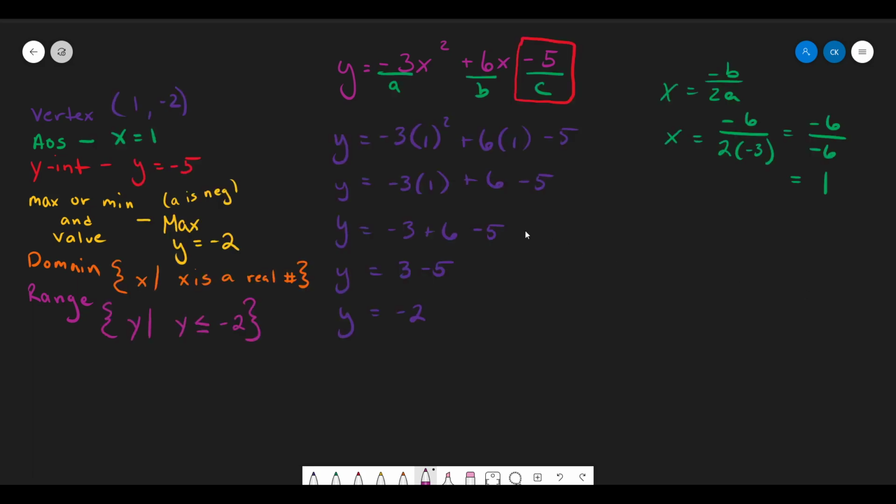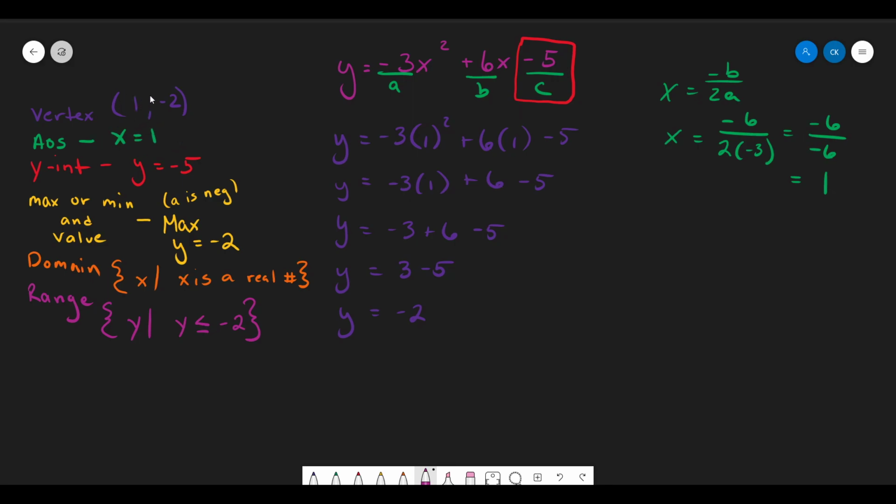Okay, so here are my answers. We should get a vertex of 1, -2. Actually, let's go in order here. Axis of symmetry, we should have done this first. X is equal to -b/2a. My A is negative 3, my B is 6, my C is negative 5. So I plug these in. Negative 6 over 2 times negative 3. 2 times a negative 3 is negative 6. Negative 6 over negative 6 is 1. So the axis of symmetry is x equals 1.